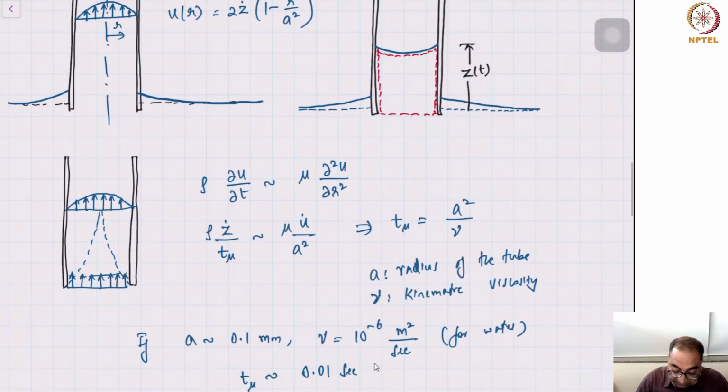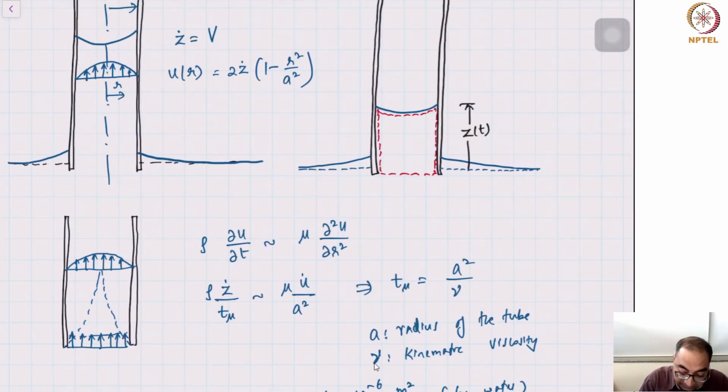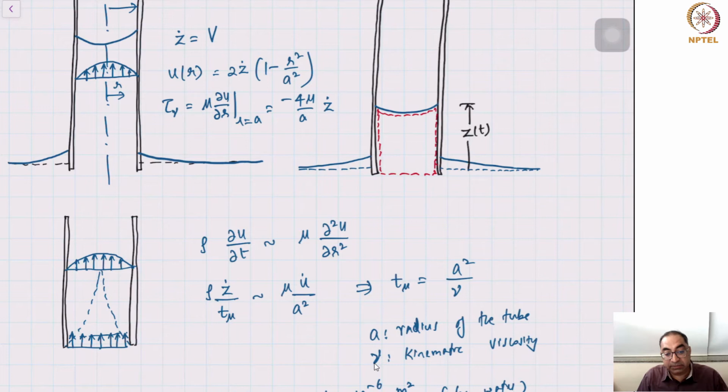And once I know the velocity profile, I can actually calculate something like the shear stress. The shear stress in this case would be mu times del u by del r at r equals a, and this would be proportional to z dot. This shear stress will be relevant when I work out all the forces.